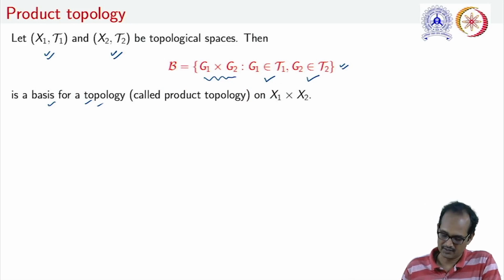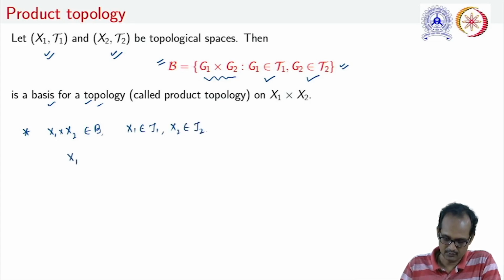Let us see whether it is a basis. The first condition is clear from the definition itself, that X1 cross X2 belongs to this B, as X1 always belongs to tau 1 and X2 always belongs to tau 2, and therefore the Cartesian product of X1 and X2 can be written as a union of some members of the basis.